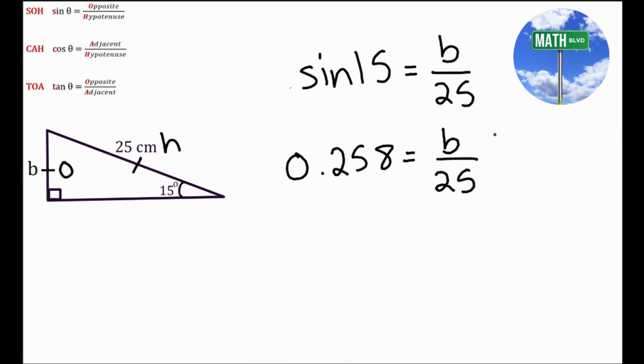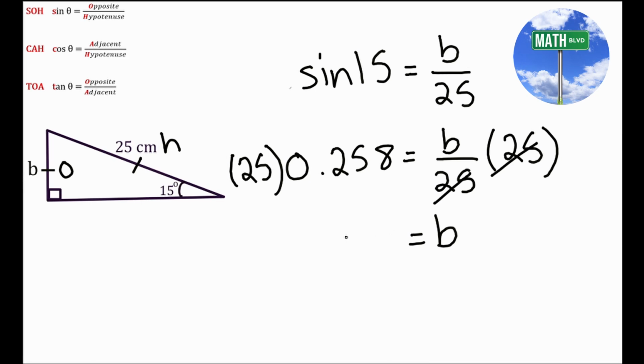I now need to isolate B. I do this by multiplying both sides by 25. This will cancel out my division of 25. After calculation, I know the length of B is 6.47 centimeters.